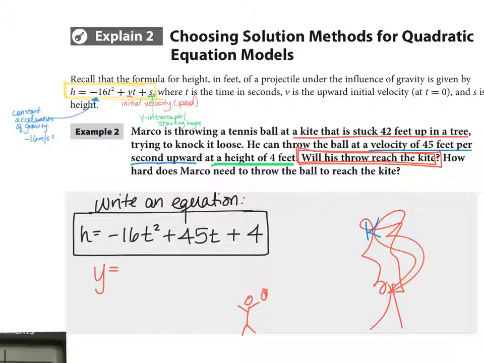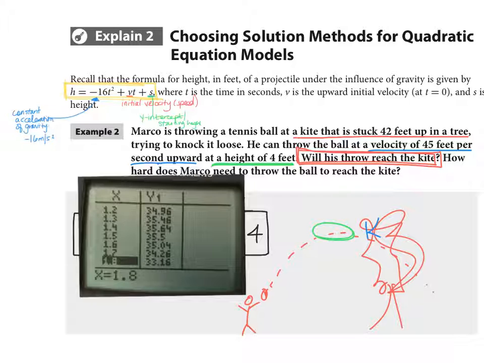Know that the ball is going to go in a parabola path. That's why we're modeling it by an x squared function. So our question is, is it going to reach that highest height? Or basically, what is the maximum? If I type that in y equals, I got these values. Notice I ended up having to zoom in to really see. But the maximum looks like it happens somewhere around 1.4 seconds, and it's somewhere around 35.6 feet high. Well, since the kite is 42 feet up in the tree, the answer is no. His throw is not going to reach that kite.